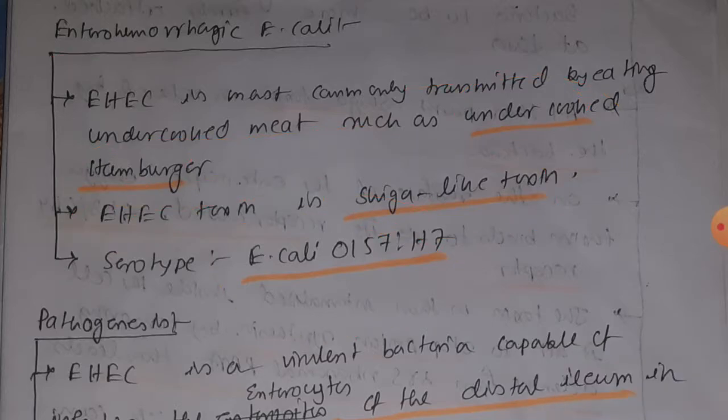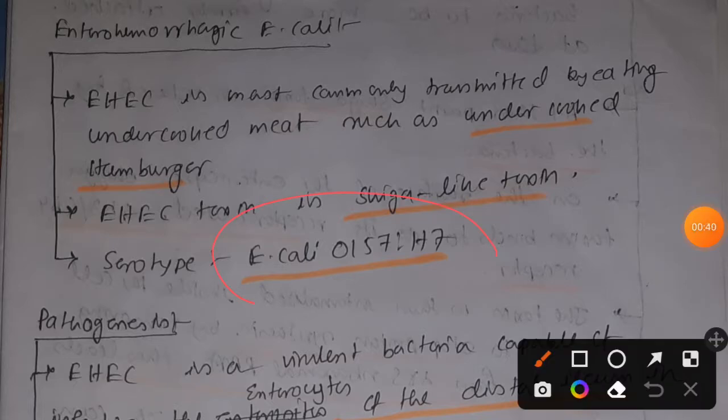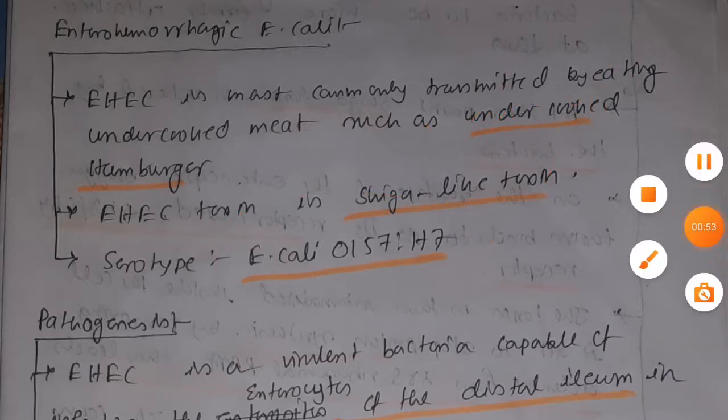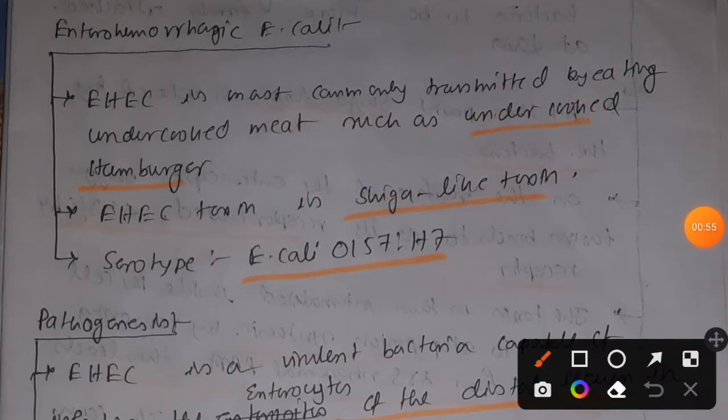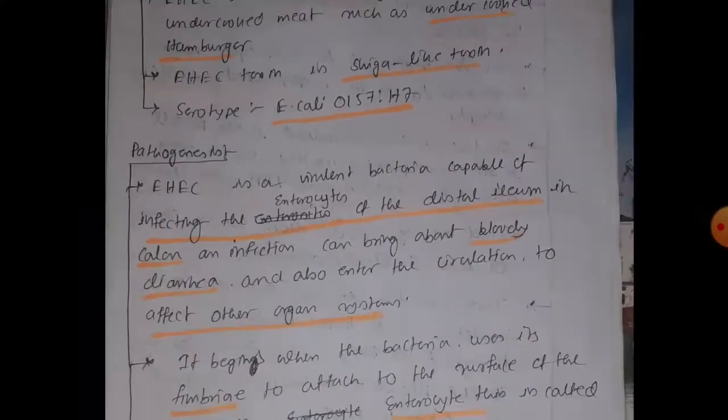O157:H7. I talked about serotypes in the very first video on E. coli, where I told you that depending on the three types of antigen present, O, H and K, we have different serotypes of E. coli, right? And you can remember the mode of transmission of enterohemorrhagic E. coli by simply remembering this: enterohemorrhagic, so it is H, and it is transmitted by undercooked hamburger. Okay, so how easy it is.